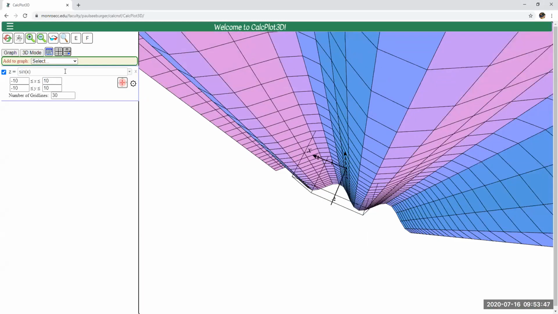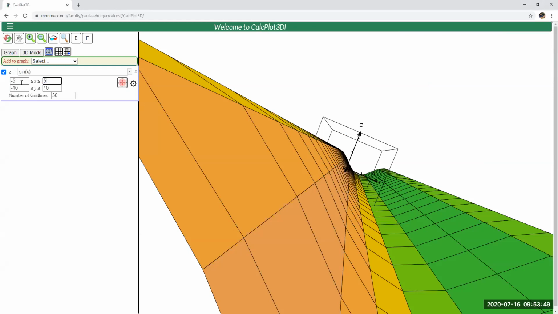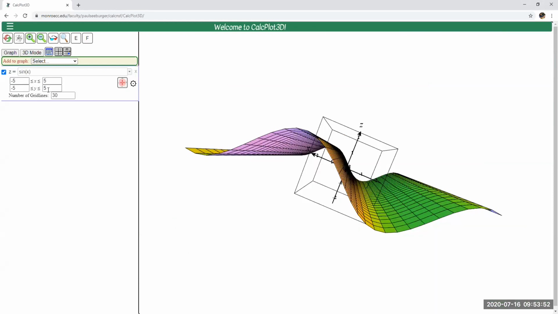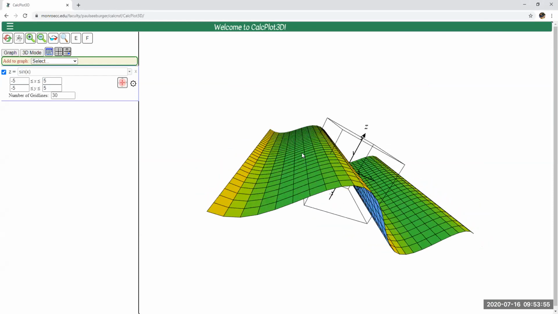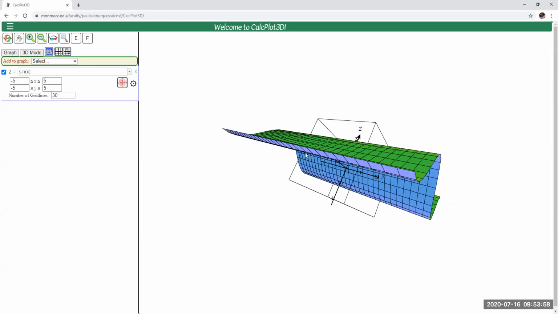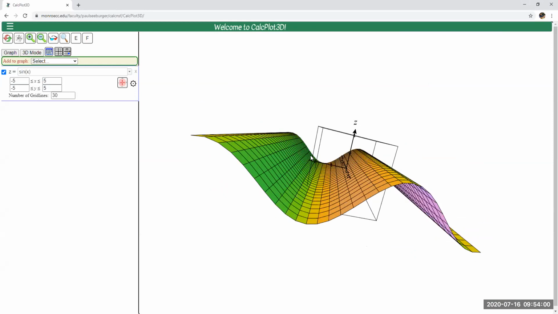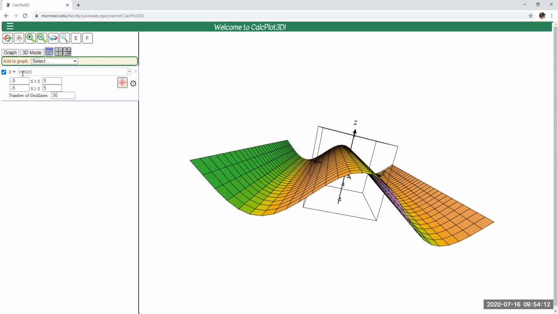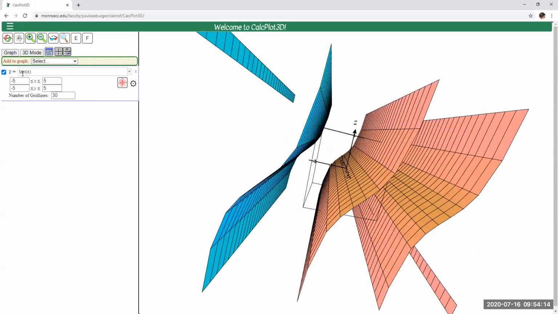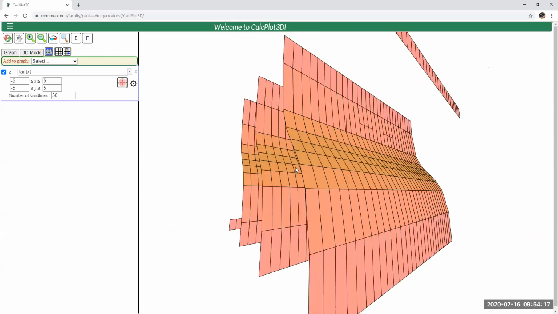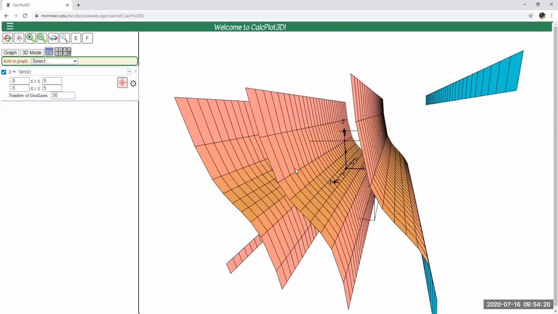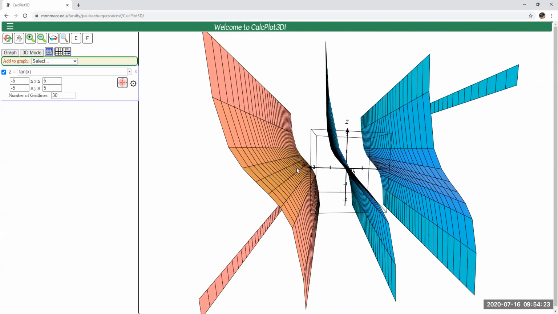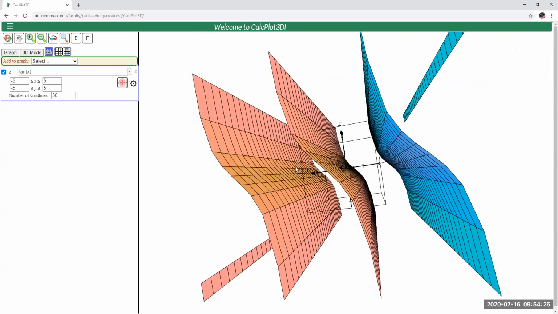Oh, it's too much. Maybe minus 5 to 5 makes more sense. Yeah, this is our sine function moved in one direction, right? We could take cosine, we could take tangent. You see, it's like our tangent graph, if you remember how the tangent graph looks like, it's like we moved it in one direction.